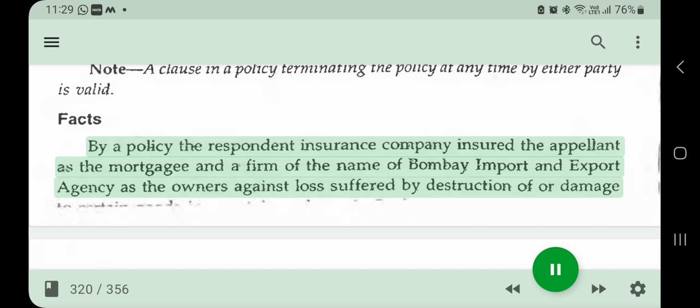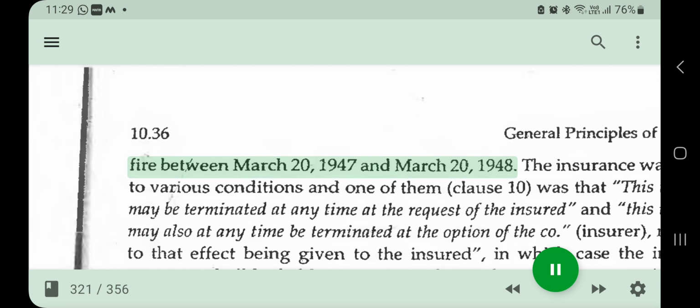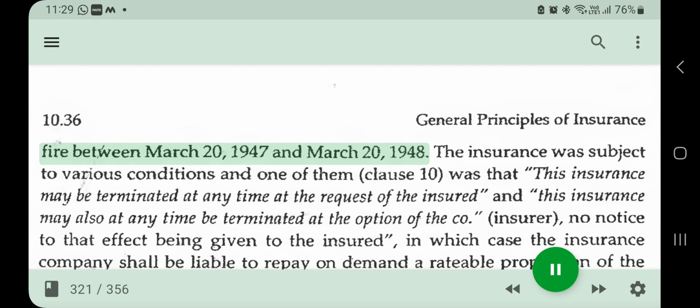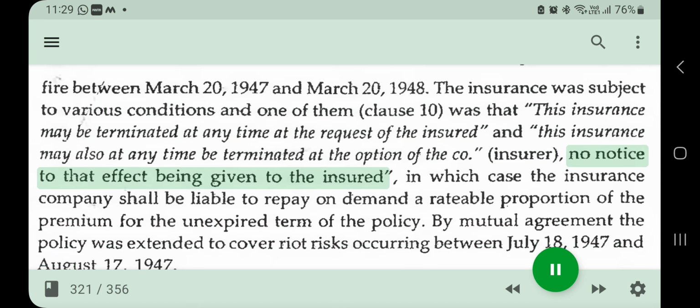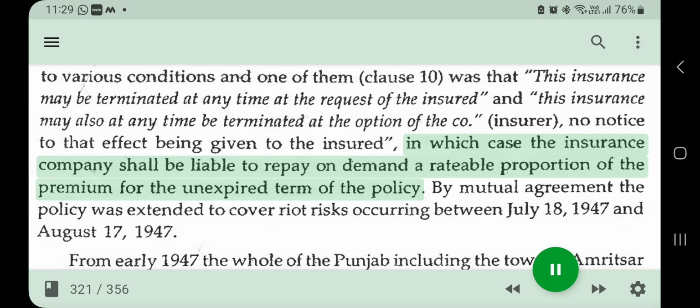fire between March 20, 1947 and March 20, 1948. The insurance was subject to various conditions and one of them, Clause 10, was that this insurance may be terminated at any time at the request of the insured, and this insurance may also at any time be terminated at the option of the company or insurer, notice to that effect being given to the insured, in which case the insurance company shall be liable to repay on demand a rateable proportion of the premium for the unexpired term of the policy.